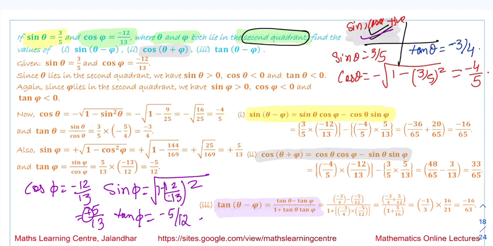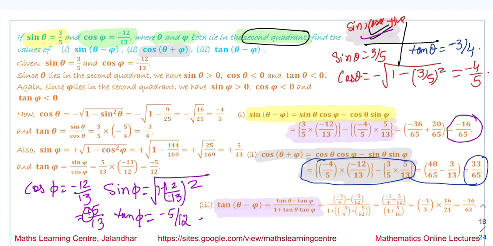So if we substitute these values in these formulas, we get 3 by 5 into minus 12 by 13 minus 4 by 5 into 5 by 13, and on solving, the final answer we obtain in this case is minus 16 by 65. In the second case, we have substituted the values over here, and we get minus 4 by 5 into minus 12 by 13 minus 3 by 5 into 5 by 13. On solving these values, the answer we obtain is 33 by 65.